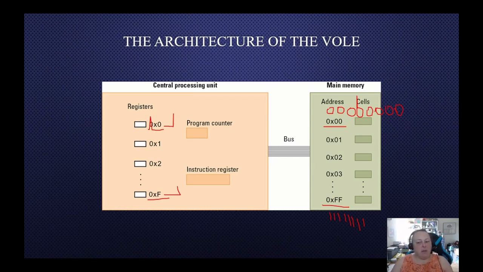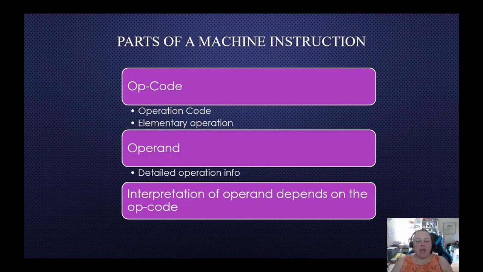Okay, now that we have our VOL set up, let's look at the different parts of machine language. Each instruction that the computer receives in machine language has two different parts. The first part is called an opcode, or operation code. It is going to be the elementary operation. Do I want to print? Do I want to add? Do I want to store?